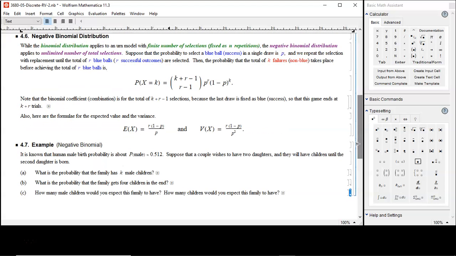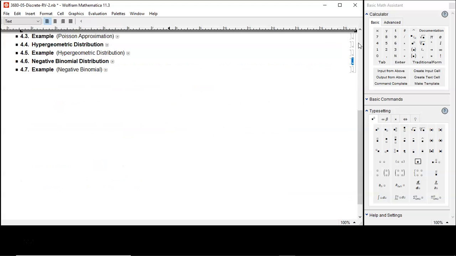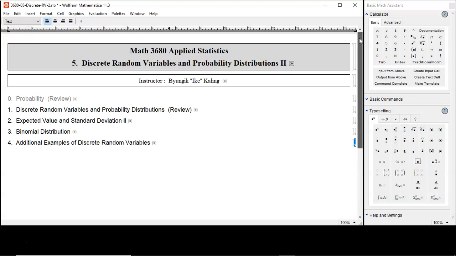Okay, so much for the other examples, and that completes the additional examples as well.